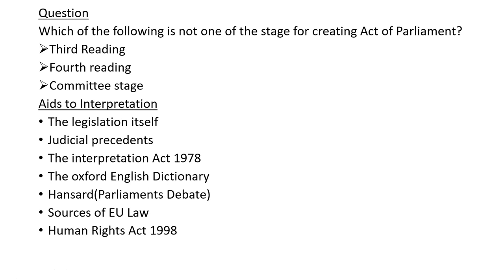Coming to the question, which of the following is not one of the stages for creating an Act of Parliament? Which stage did we not study while forming a bill? Third reading, yes, there is a third reading. There is no fourth reading. In third reading, the bill is read for the final time, and after that it gets the royal assent. There is no fourth reading. And coming to the third option, there is a committee stage as well.